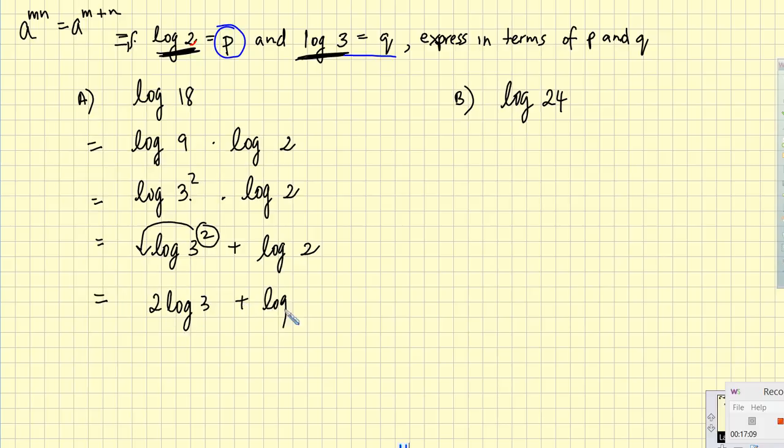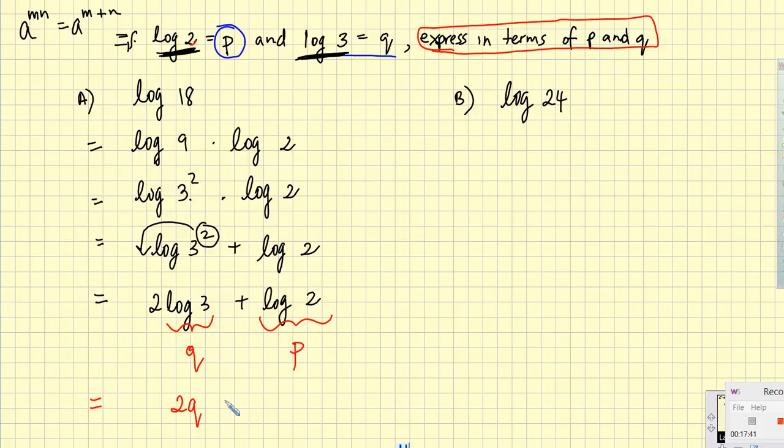plus log of 2. Now, we said that the logarithm of 3 was equal to Q, and we said the log of 2 was equal to P. So all I'm going to do now is just replace log of 3 with Q and log of 2 with P, because we want to express everything in terms of P and Q. So I don't want to see the logs written anywhere. I just want everything written in terms of P and Q. So this would become 2Q plus P.